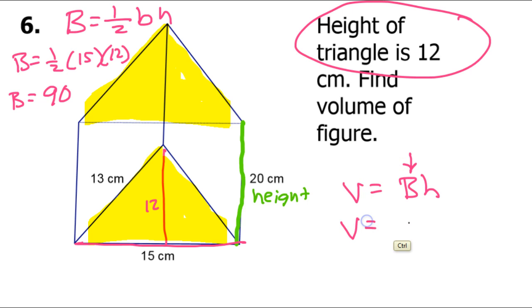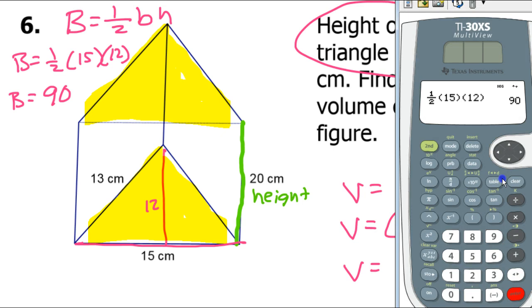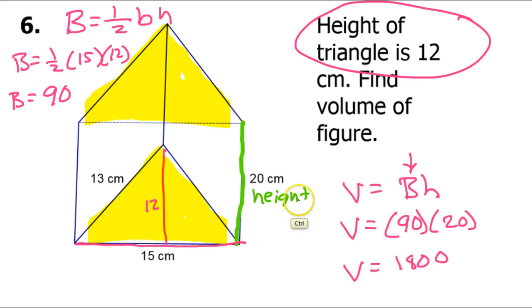So now the volume of the prism is going to be 90 times the height, meaning the height of the whole prism. So that's 20. Okay, that's going to be 1,800. And since the units of length are centimeters, volume will be centimeters cubed.